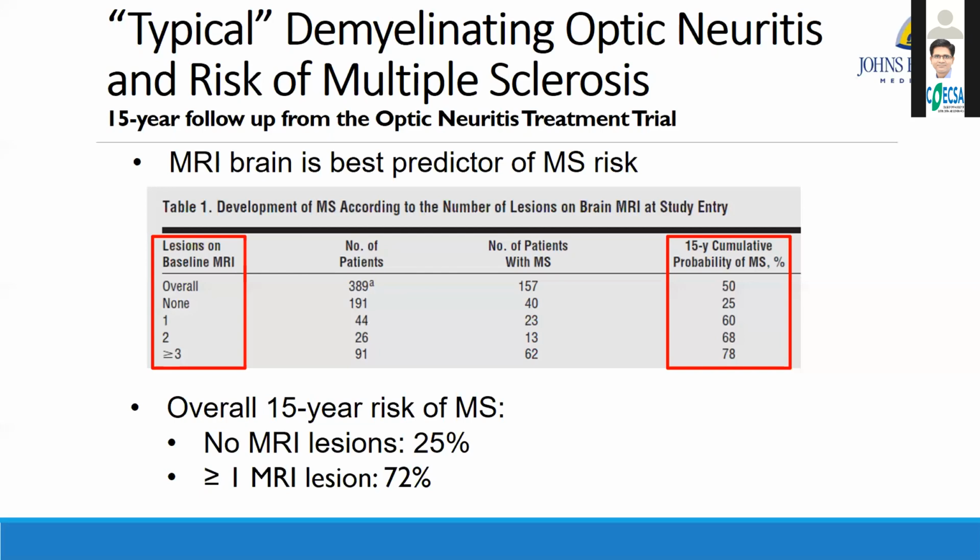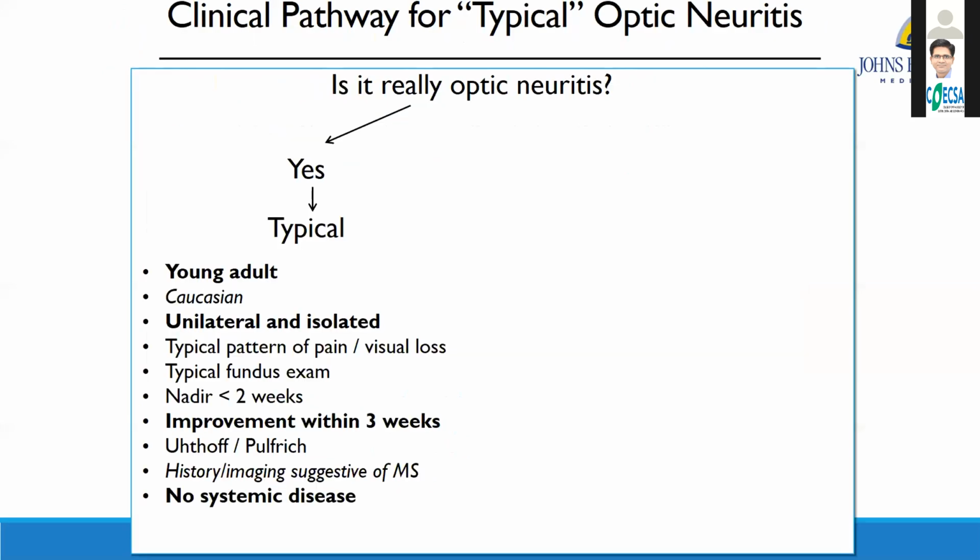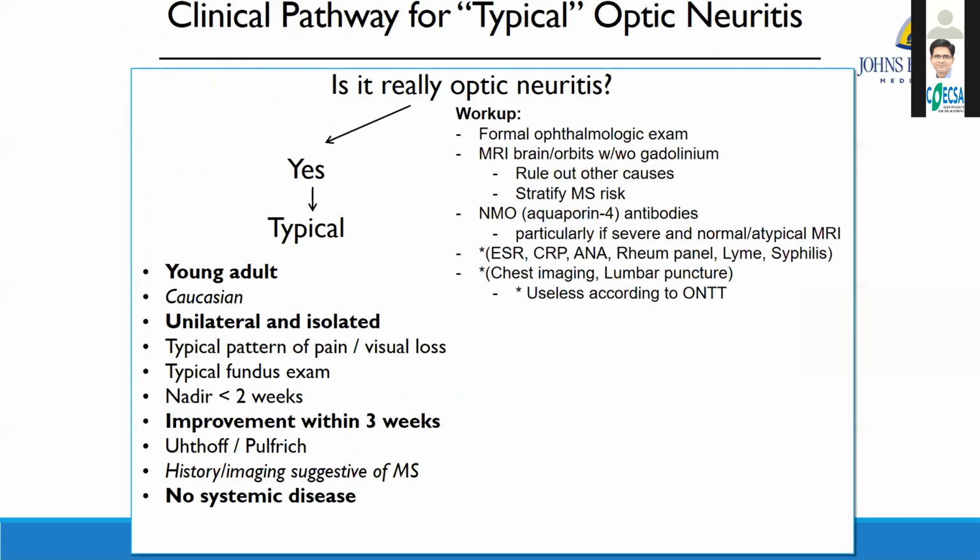So again, if you're landing in this typical optic neuritis category, then you make sure the patients are getting a formal ophthalmologic exam, the MRI of the brain and orbits that's going to help rule out other causes, but also stratify the MS risk. You're probably also going to want to check the aquaporin antibodies, particularly if this seems to be more severe or maybe more atypical, or if the MRI is normal or has atypical lesions for MS. There are some additional studies you can think about if you're worried about atypical optic neuritis.